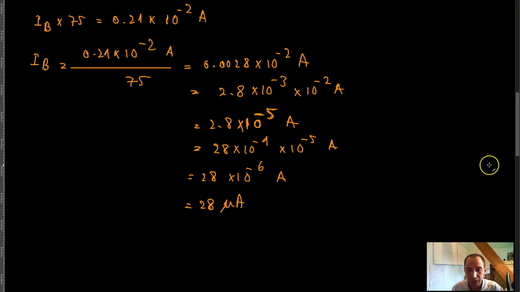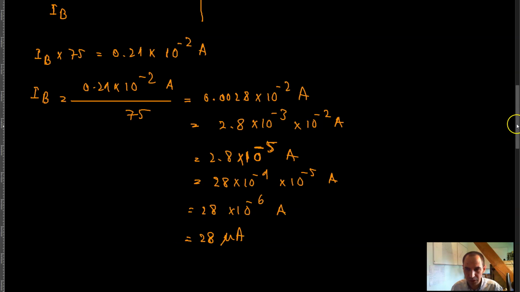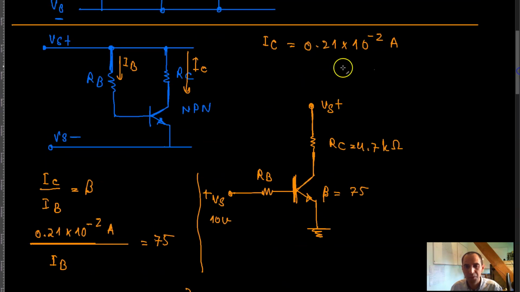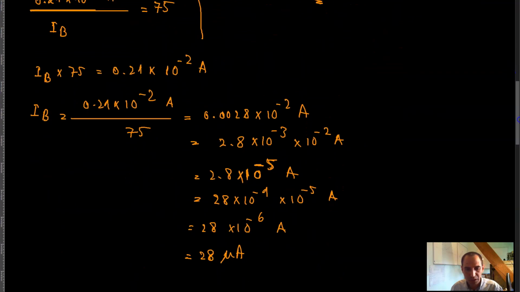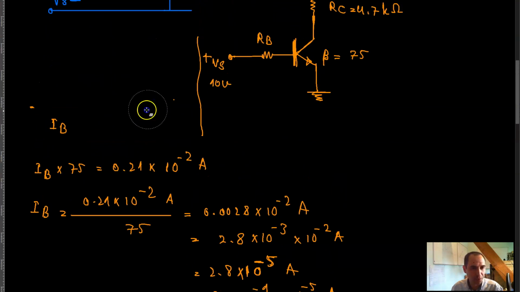Anyway, so now that means that basically my I of B has to be 28 microamps. That means that my I of B has to be 28 microamps, right? Now, how do I get 28 microamps in as my base current, right? How do I do that?